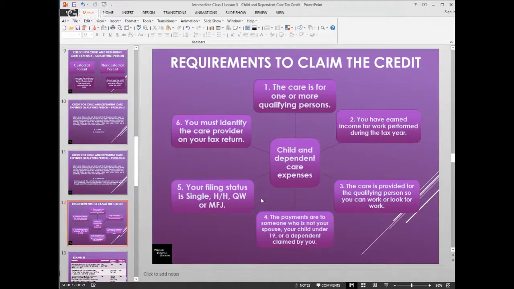Your filing status needs to be single, head of household, qualifying widower, or married filing jointly. You are disallowed claiming this credit if you file married filing separately.